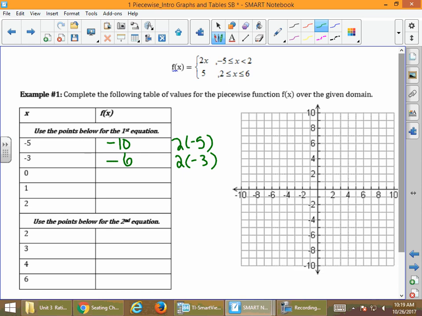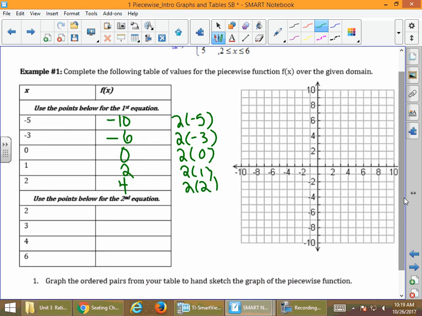Put 0 back into the equation for x. 2 times 0 is 0. Put 1 back into the equation for x, and we get 2 times 1 is 2. And put 2 back into the equation for x, and we get 2 times 2 is 4. And let's go ahead and graph that right now. I know we still have another piece, another part to deal with, but let's graph.